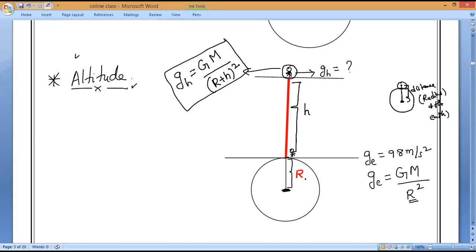So as we know, as altitude increases, does the g value decrease or increase? It decreases. Above the ground, g subscript H is equal to GM divided by R plus H whole square.